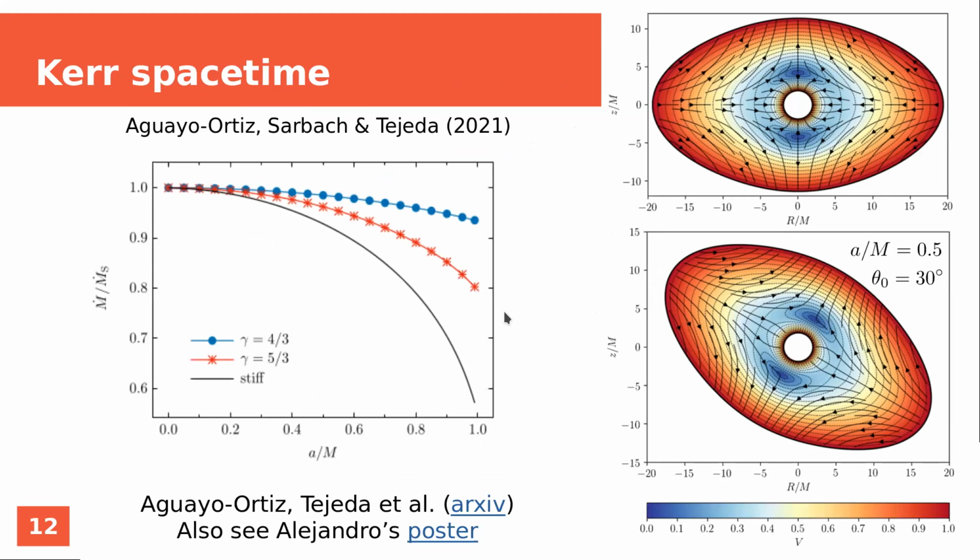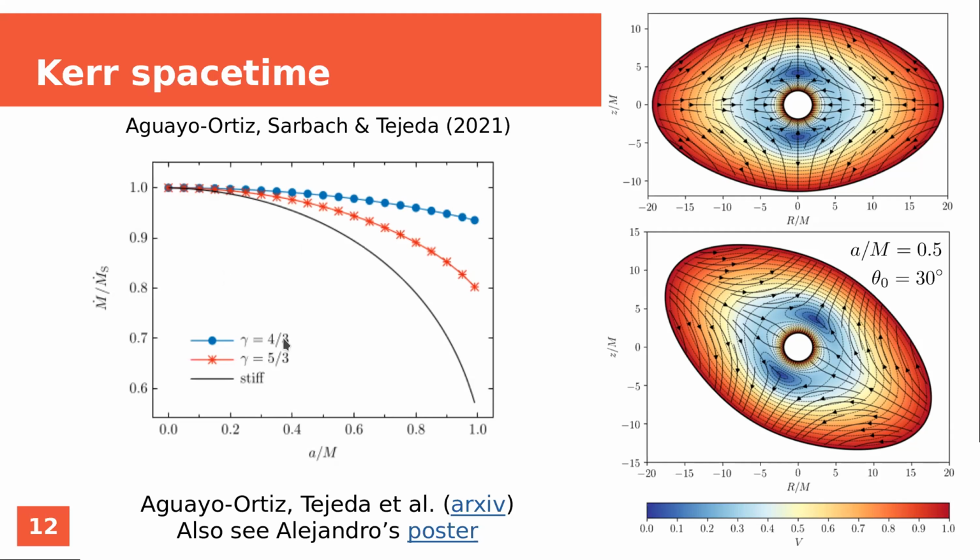Since we are neglecting fluid rotation, we found that the flow morphology is essentially independent of the inclination angle between the injection sphere and the black hole spin. On the other hand, the resulting mass accretion rate decreases as the black hole spin increases, as shown in this figure for 3 different adiabatic indices.